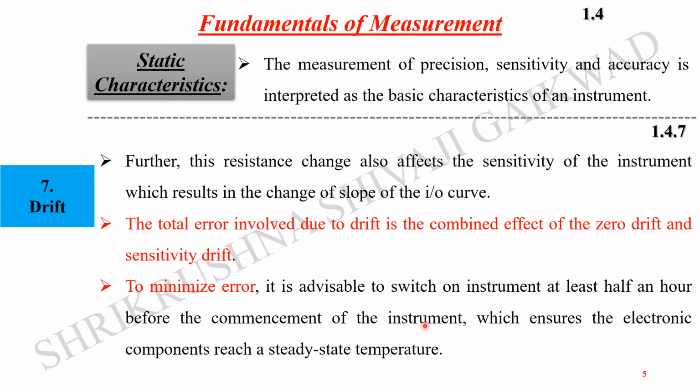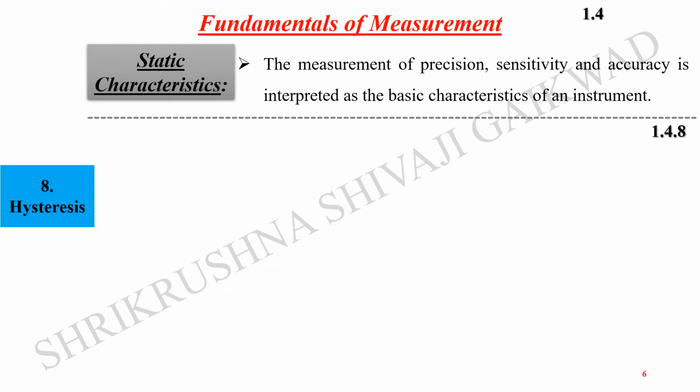So sometimes we need to kick off the motorcycle or motorbike and keep it for some time, and then we can start driving the motor, so that we can have smooth driving of that motorcycle. This is one of the examples of drift. Now, another characteristic is nothing but the hysteresis.